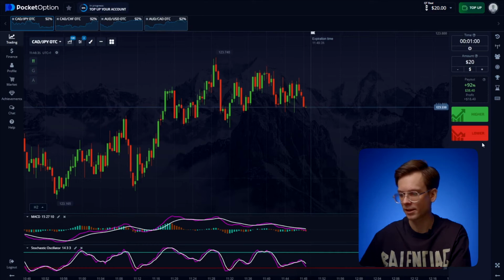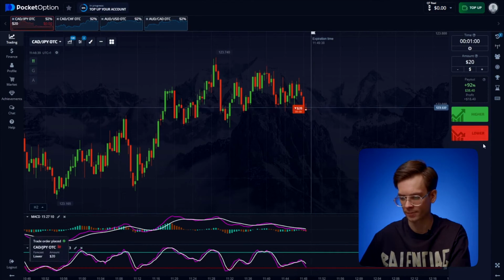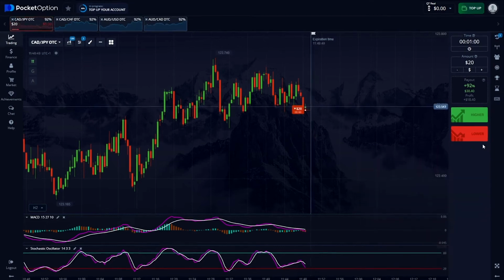Now let's start trading. The first pair on the list is the Canadian dollar and the yen, and I'm diving into a downside trade. The chart is showing slow movements that indicate a formed peak and a gradual downward trend. Both indicators are backing up my prediction.